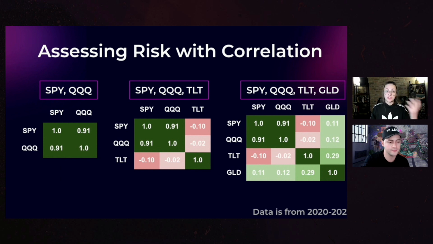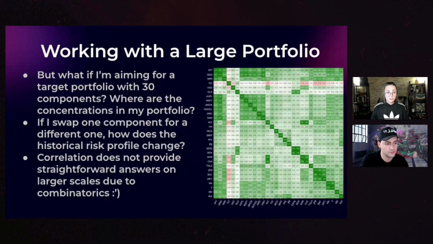And then if we throw GLD into the mix, we can again see the relationships between SPY, QQQ, TLT, and GLD in our nice matrix. Here we can see that GLD and TLT might have a little bit of correlation, like 0.29, so a little bit of positive correlation. But overall, we can observe that these elements are adding diversification to our portfolio with SPY and QQQ in it, right? Make sense? Yes. But now we have this problem: what if we have 30 elements in a portfolio?